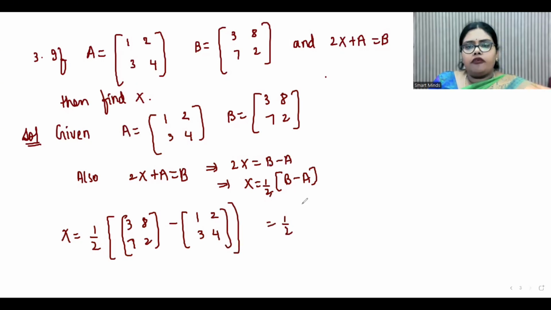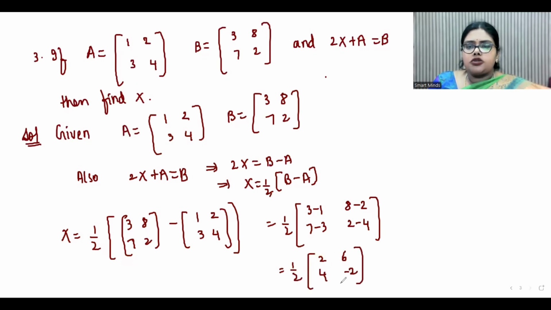So that is half of [3-1, 8-2; 7-3, 2-4]. So that is half of [2, 6; 4, -2]. If you take half inside, each element will be divided by 2. So 2 by 2 is 1, 6 by 2 is 3, 4 by 2 is 2 and minus 2 by 2 is minus 1. So this is X matrix.